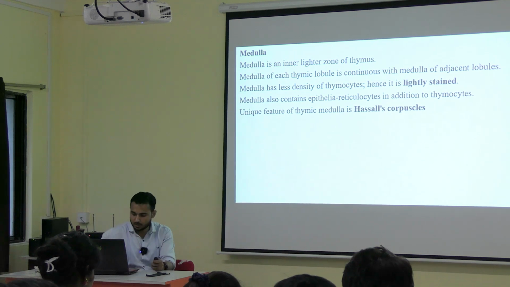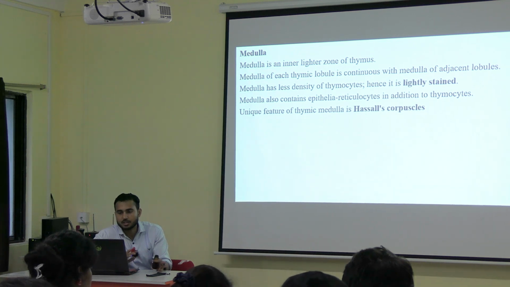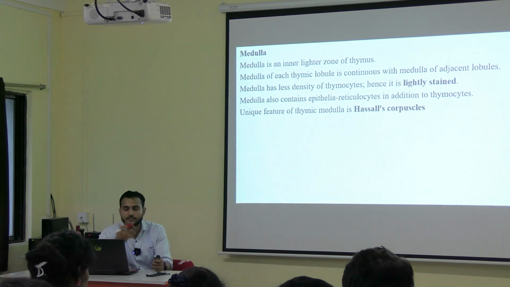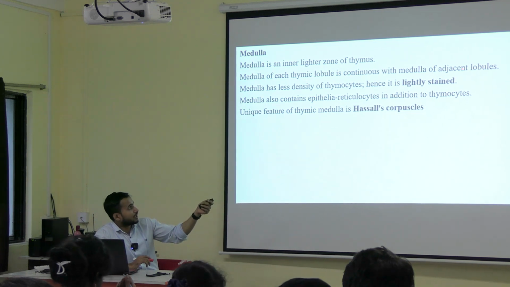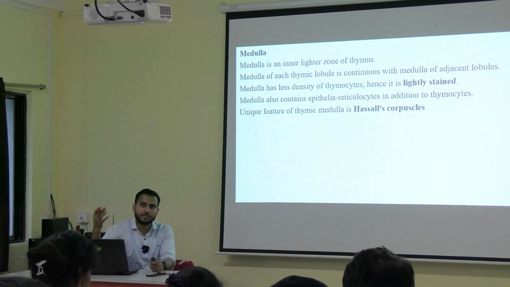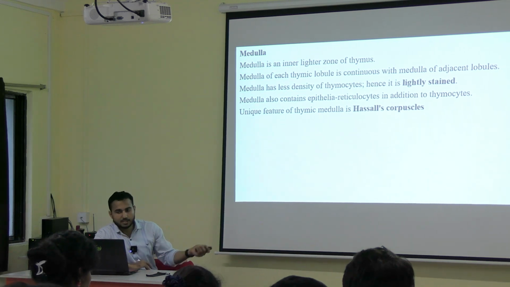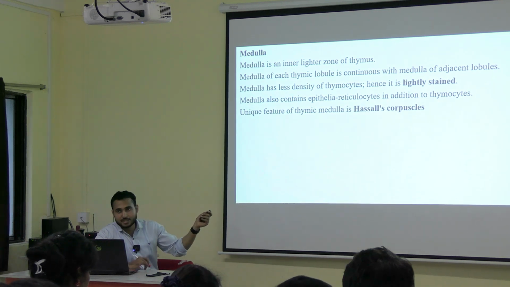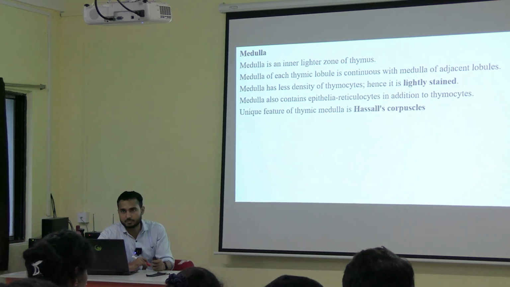Next, if you see the medulla, what is the important feature of the medulla? First of all, the medulla is lighter staining because the number of T lymphocytes is less. Then you can see the thymic lobule is continuous with the medulla of the adjacent lobule, meaning the medulla of one lobule and the medulla of the adjacent lobule are continuous with each other. Lightly stained. Along with that, epithelial reticular cells are also present in the medulla, and then Hassall's corpuscles, the thymic corpuscles, are present.